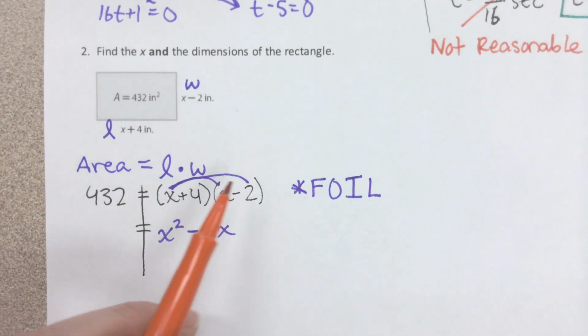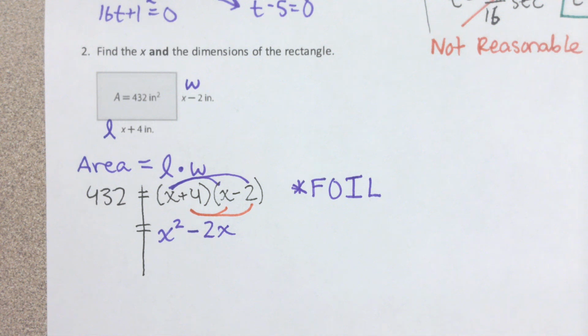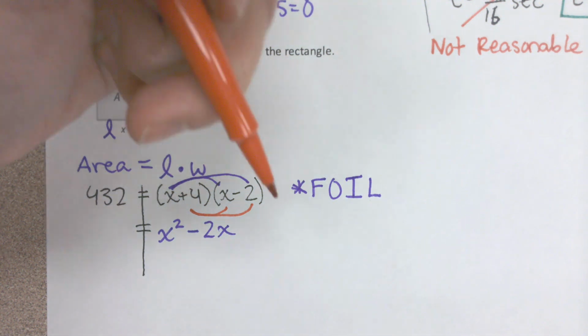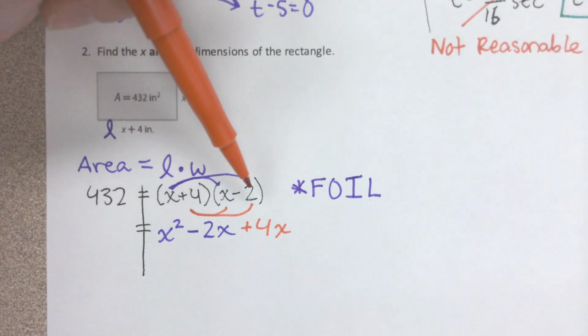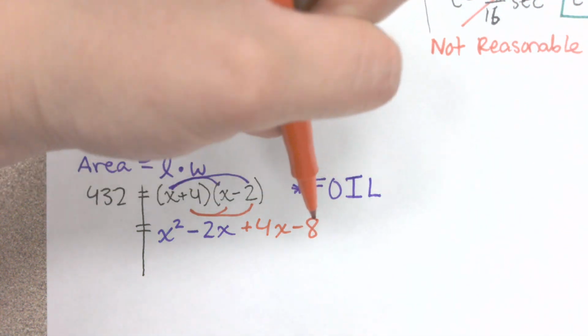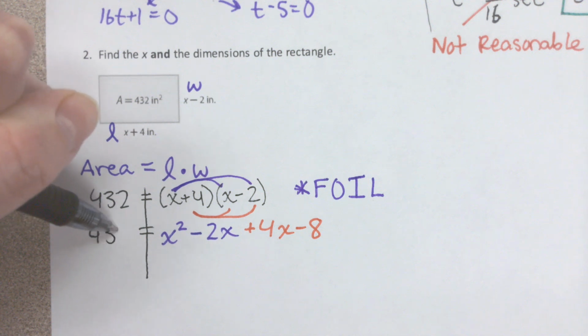So distribute the x. Then we distribute the 4 in the same way. 4 times x, that's 4x, and it's positive. 4 times negative 2, that's negative 8. Bring down the 432.